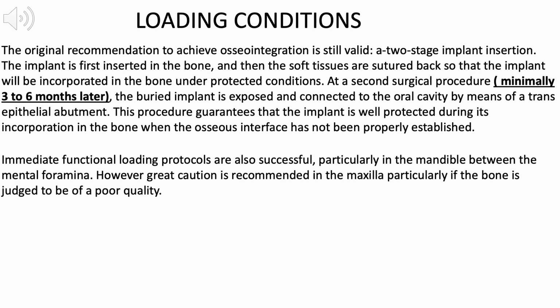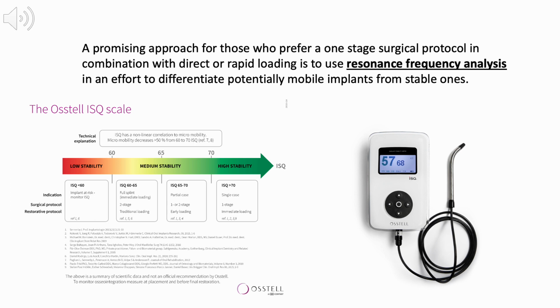This procedure guarantees that the implant is well protected during its incorporation in the bone when the osseous interface has not been properly established. Immediate functional loading protocols are also successful, particularly in the mandible between the mental foramina. However, great caution is recommended in the maxilla, particularly if the bone is judged to be of poor quality. A promising approach for those who prefer a one-stage surgical protocol in combination with direct or rapid loading is to use resonance frequency analysis in an effort to differentiate potentially mobile implants from stable ones.